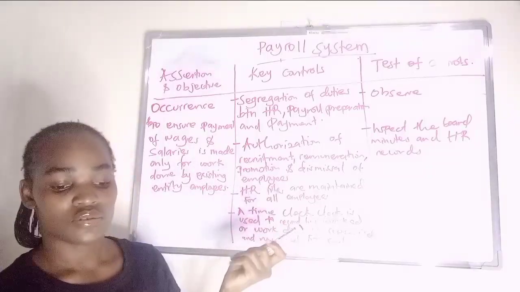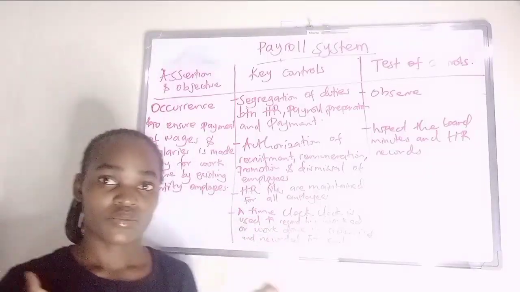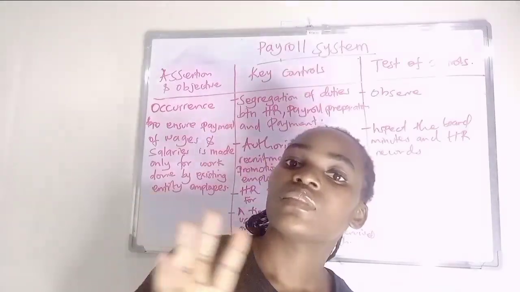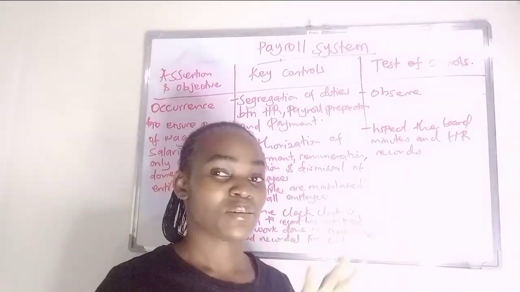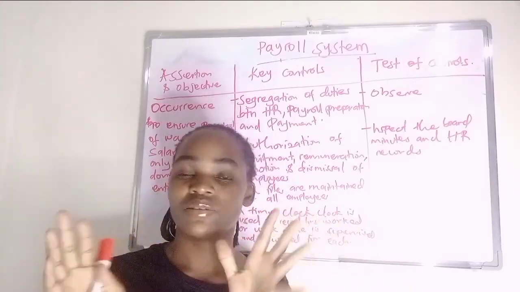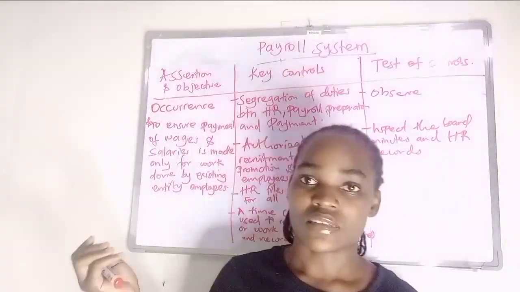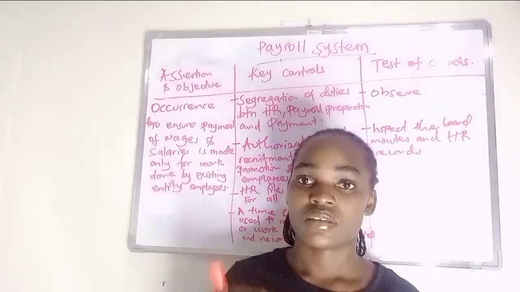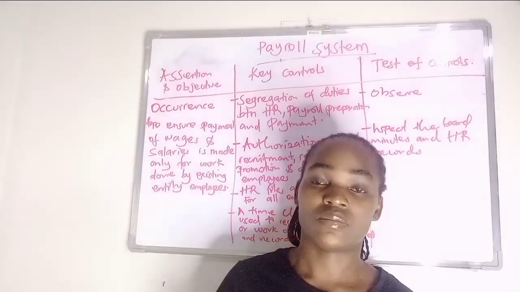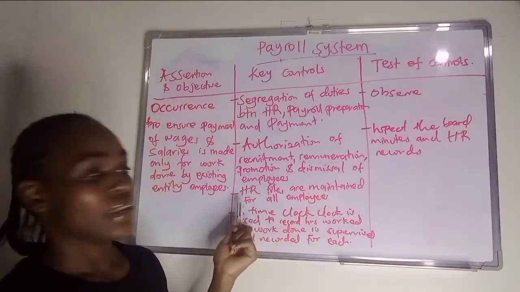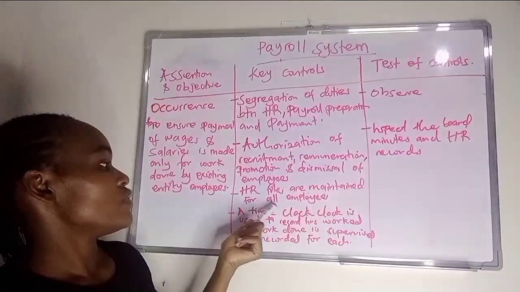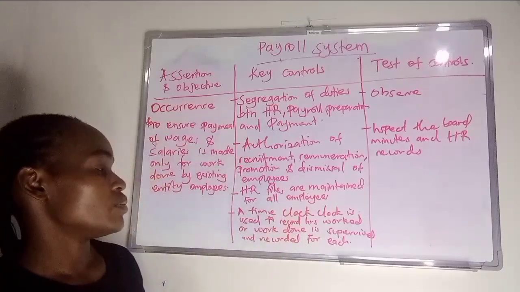Then another control, there are very many controls. We can't finish all of them, but I just give you a hint. And you're not supposed to cram all of them, as I told you. When it comes to answering questions, the control that you come up with depends on the way the question is given. So another control is HR files are maintained for all employees.